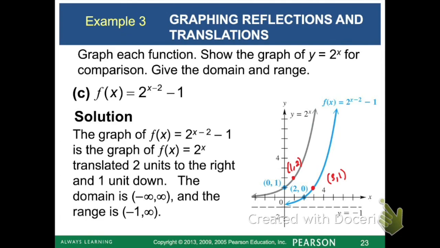Part C, we're graphing 2 to the x minus 2, minus 1. The minus 2 is a right movement of 2, and the minus 1 on the outside here means down 1. So I'm taking those same 2 points, and I moved them right 2 and down 1.